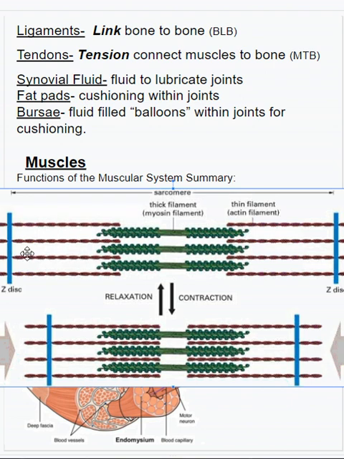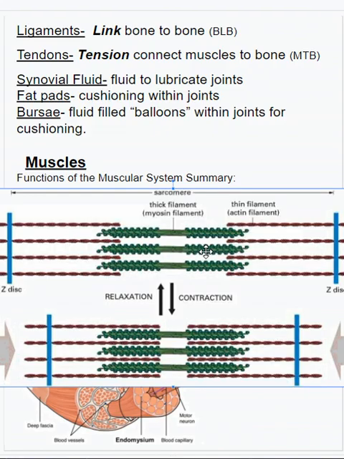Right? So the sliding filament model allows for the contraction or drawing together of these Z discs to contract the muscle. And you'd have hundreds and hundreds of these lined up together to get a full muscle contraction.